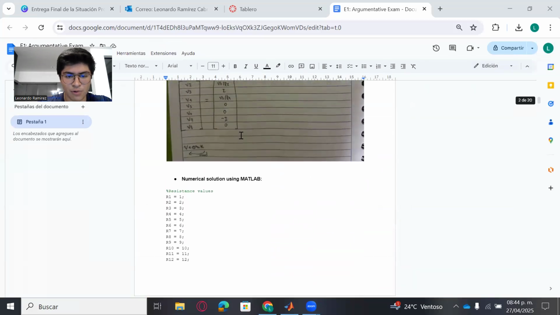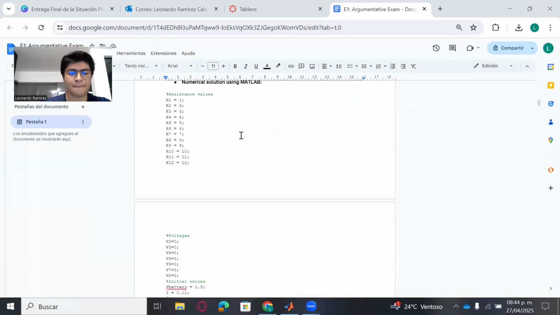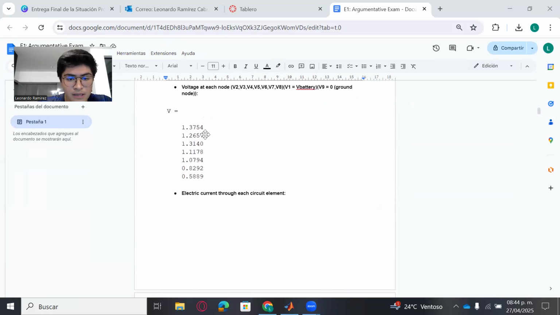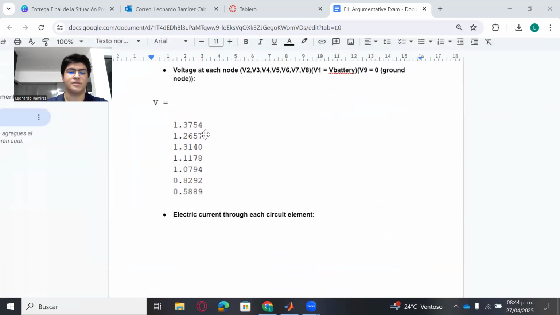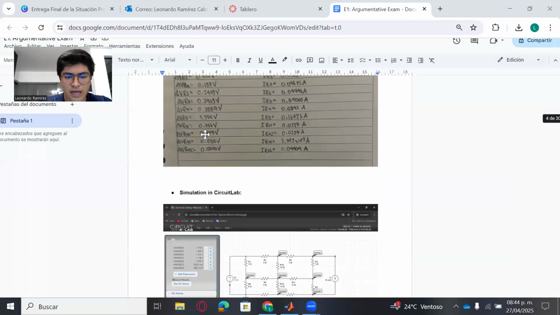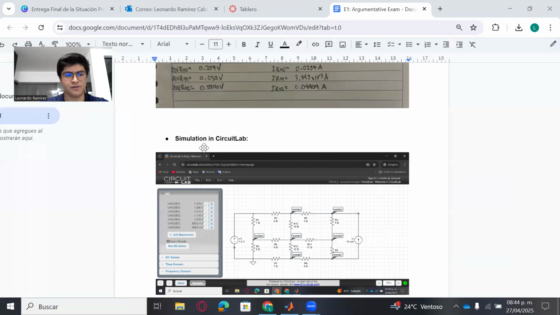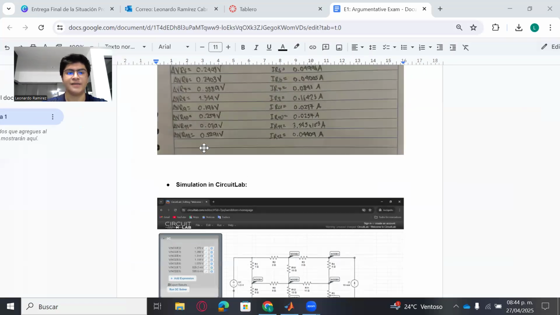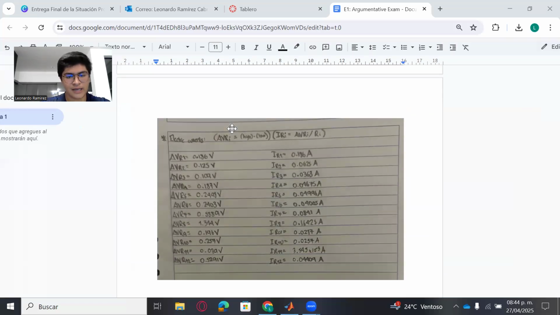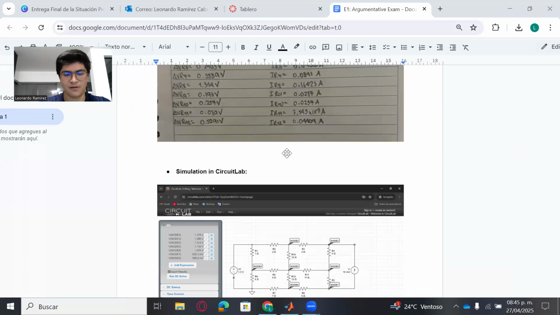Here I have my code. You can see it in the PDF, of course. And here are the results at each node, which actually match the ones from CircuitLab. So that means our results are close enough, so this is a valid simulation. And here we calculate the voltage drops, which is basically the highest minus the lowest.